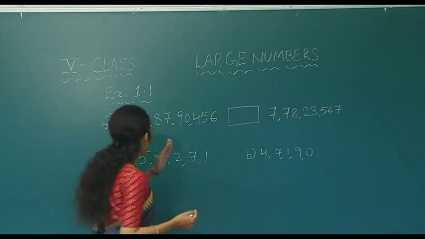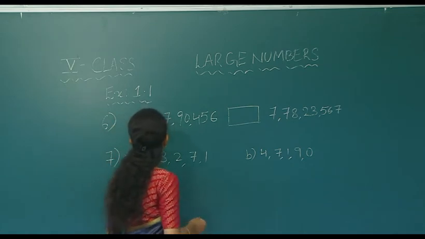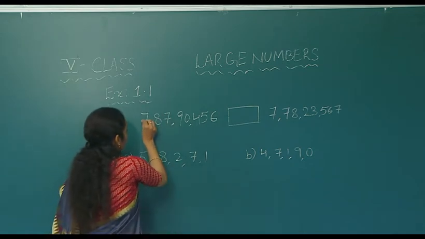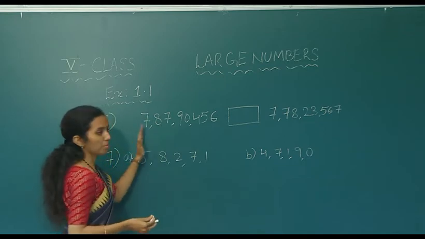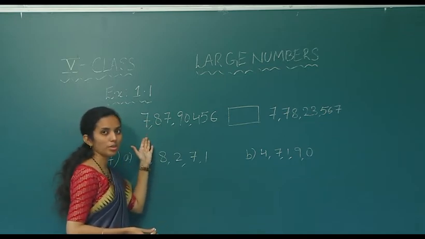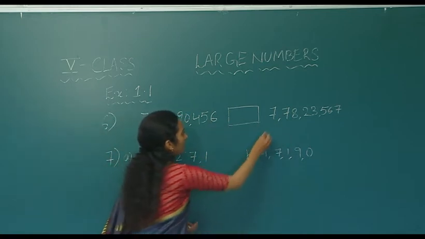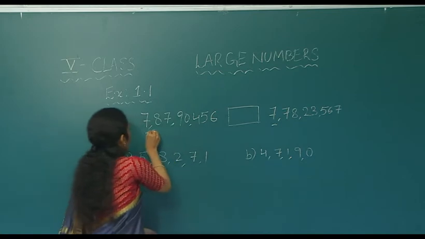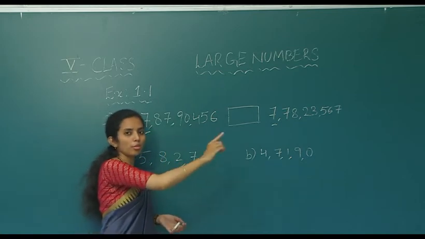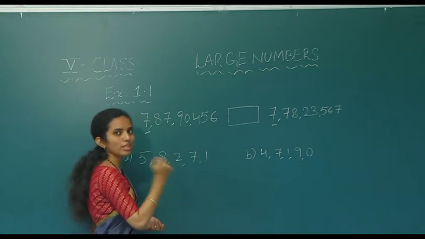We compare numbers from our left hand side. So, what is the digit in the first place from the left hand side? It is 7. So, it is starting with 7, that is 7 crores, and this number is also starting with 7. So, here both the numbers are equal. So, what do we have to do? We have to move on to the second digit.